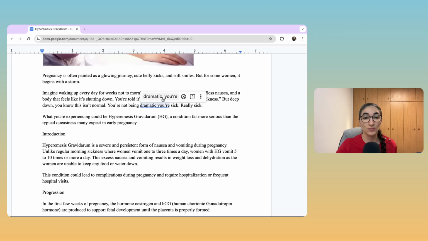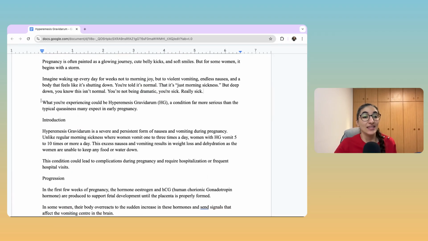I'd say this is probably missing a comma, so I'm just going to add that in there. And then here it says, "What you're experiencing could be Hyperemesis Gravidarum (HG)," with HG in brackets, which I like. If you're going to start abbreviating something or using an acronym, then you should definitely have that in brackets the first time you mention it.